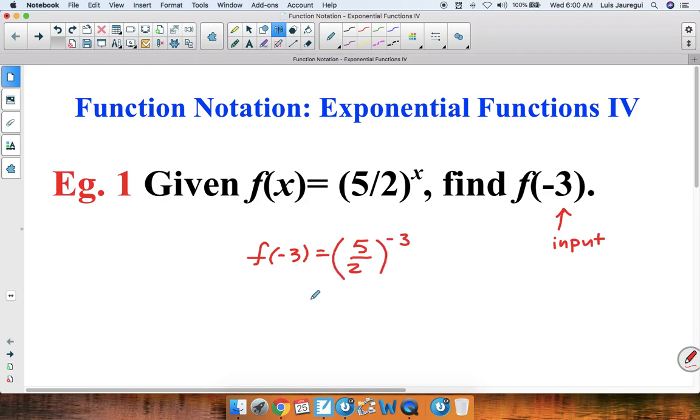Now here, whenever you see a fraction raised to a negative exponent, what that means is that we're going to have to take the reciprocal of the fraction and the opposite of the exponent to get an equivalent expression. So by using that fact, we can say that f of negative 3 is equal to the reciprocal of 5/2, which is 2/5, raised to the opposite of negative 3, which is 3.